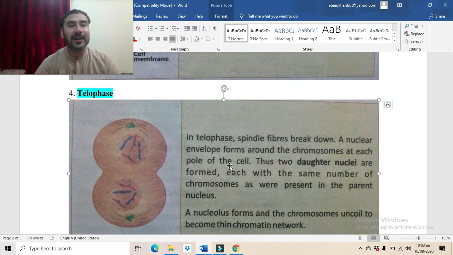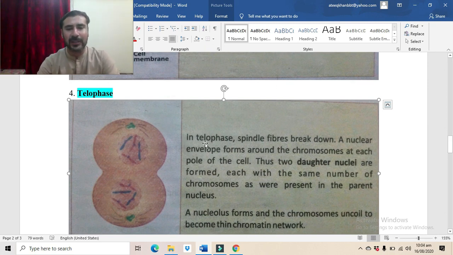Thirdly, the nuclear membrane was broken down there in the prophase. Now the reverse will occur here in the telophase. The nuclear membrane will be reformed. And number 4, the spindle fibers were formed there in the prophase. Now those spindle fibers will be broken down. So these 4 changes which already occurred in the prophase will be reversed here in the telophase.